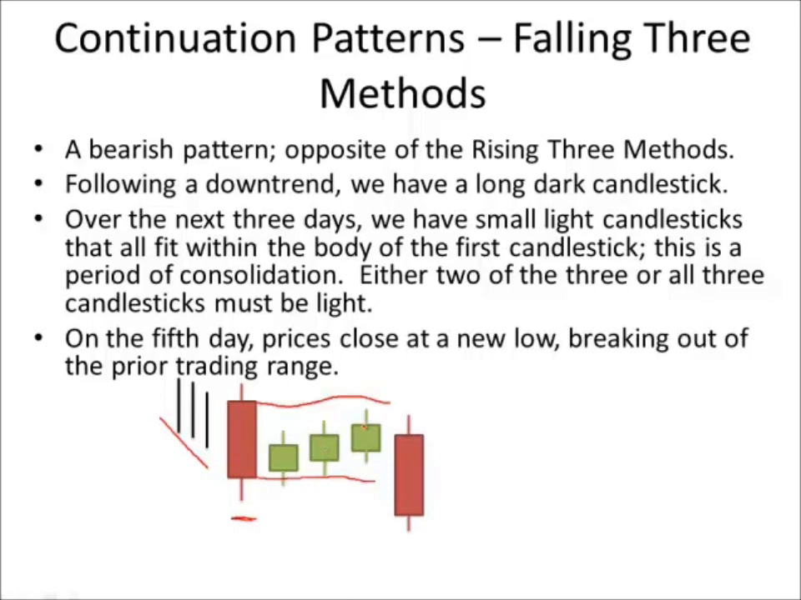Following these 3 days, on the 5th day, prices will close at a new low down here. This is a new low, breaking out of the prior day's trading range. When the prices close at a new low, it means the pattern is complete and the downward movement continues. So the downtrend is here, and this signals a continuation of the downtrend following a period of consolidation. And that is the falling 3 methods pattern.